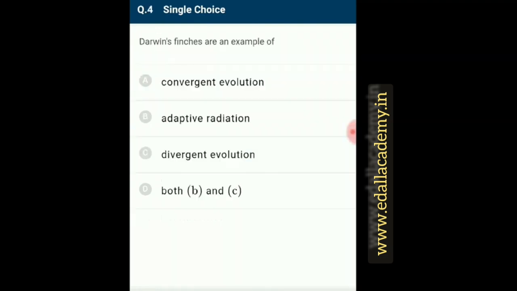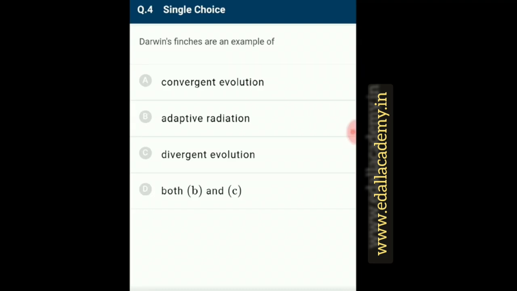Question number 4. Darwin's finches are an example of? Darwin's finches are small birds that were first observed by Darwin on the Galapagos Islands during his voyage on his ship HMS Beagle. Darwin noticed that on all the islands these small finches were very similar except for their diverse beak shapes. This was surprising for him, and so Darwin observed these birds and came to the conclusion that beak shapes were different because of their different feeding habits and habitat. Thus, the finches got adapted to the new habitat and habits.